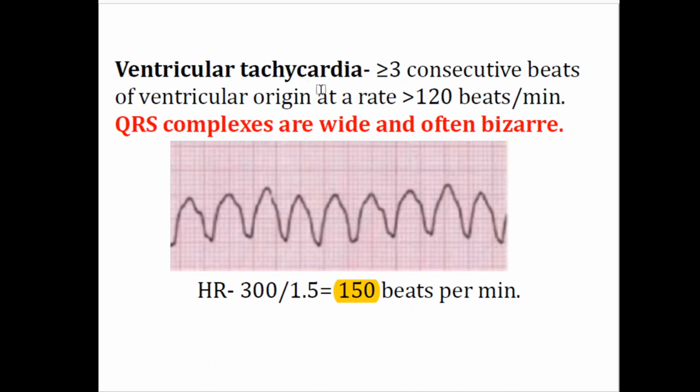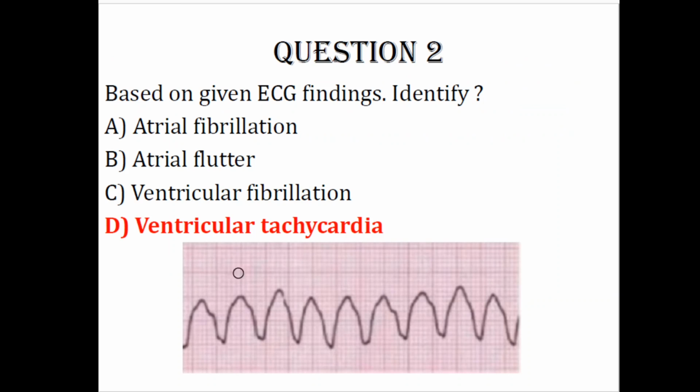When do we say the ECG is ventricular tachycardia? When you have more than 3 consecutive beats of ventricular origin. See, these are of ventricular origin. QRS, QRS, QRS, right? And the heart rate should be more than 120. Here it is 150. And the QRS complexes are wide and often bizarre. See, wide and bizarre QRS complexes, suggesting more towards ventricular tachycardia. Look at this ECG: 150 heart rate, wide QRS and bizarre QRS, suggesting ventricular tachycardia. Let's move on to the next.